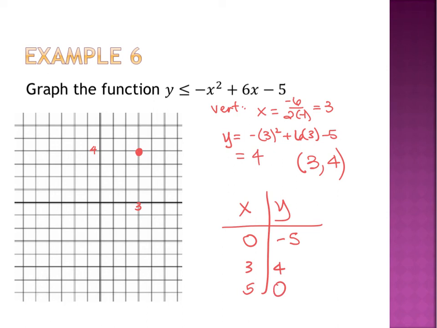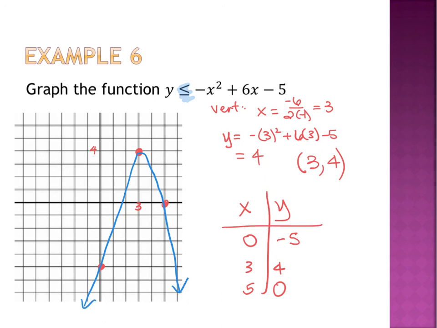So I'm going to go ahead and plot my points. I have 0, negative 5. So that puts me right here. I have the point 5, 0, which is going to put me right here. I'm going to look at my inequality. This again tells me I'm going to be solid. So when I go in and I draw my graph in, my graph is going to look something like this.